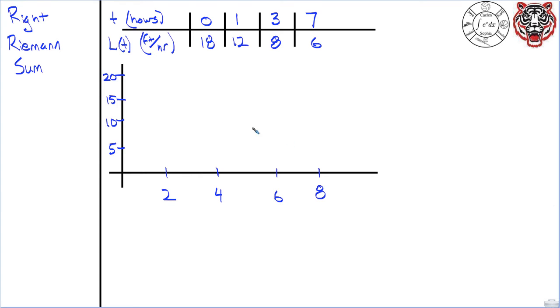And quickly graph the points. 0, 18. 1, 12. So there's 1, 12. 3, 8. So 3, 8. And we need 7, 6. So 7 is right here. It comes up to 6.